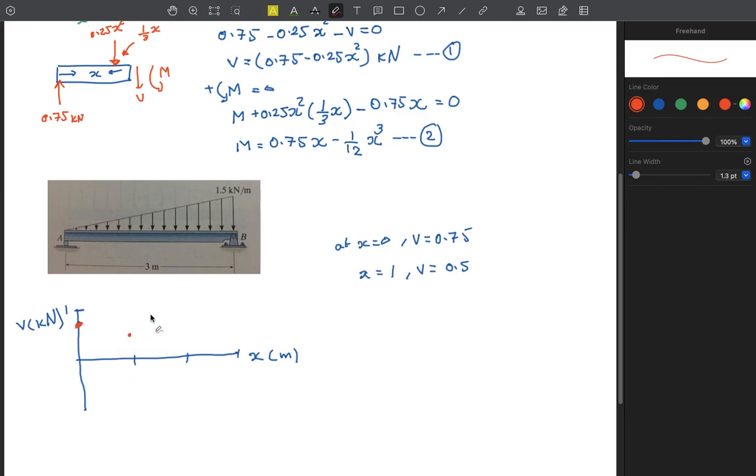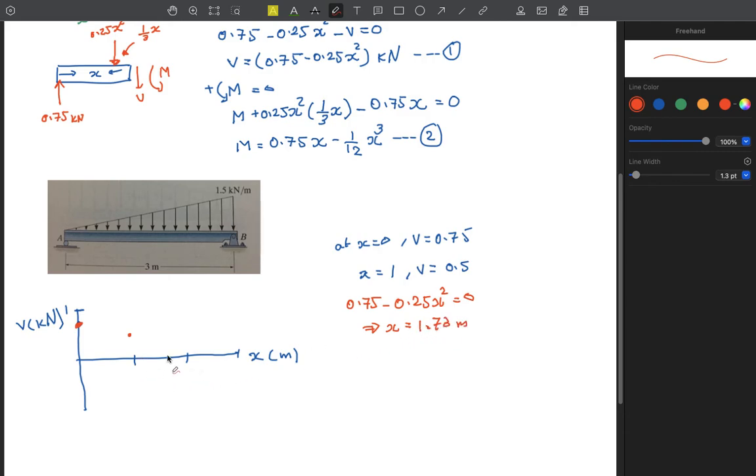Now you actually need to see, so it's parabolic anyways, because it's a second degree equation. We need to find where it intersects the x-axis, or the point on the beam, or the x value that would give us a value of 0 shear. So here you just equate your equation to 0. You say that 0.75 minus, this is your equation of shear, 2.5 x squared equals 0. So here if you solve for x, it will give you a value of 1.73 meters.